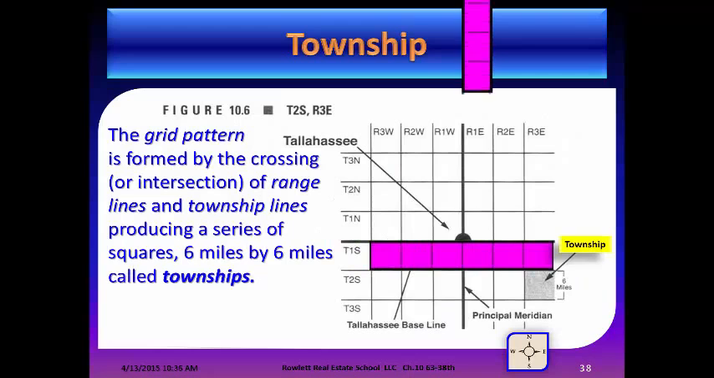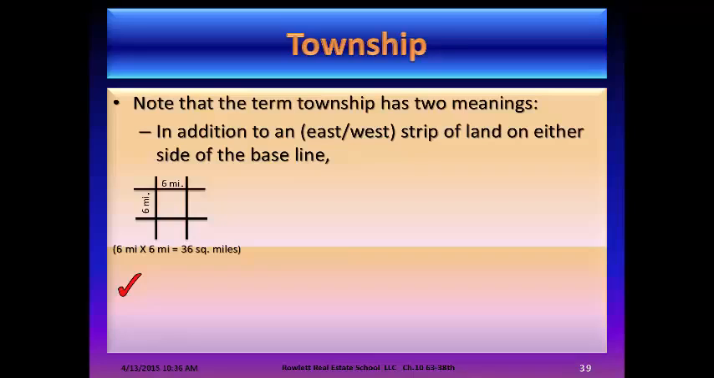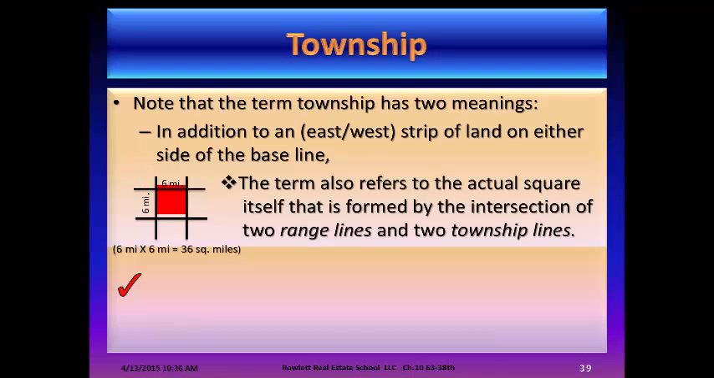The grid pattern is formed by crossing or intersection of range lines and township lines, producing a series of squares, 6 miles by 6 miles, called townships. A township contains 36 square miles, or 36 separate sections. Note that the term township has 2 meanings. In addition to an east-west strip of land on either side of the baseline, the term also refers to the actual square itself that is formed by the intersection of 2 range lines and 2 township lines.